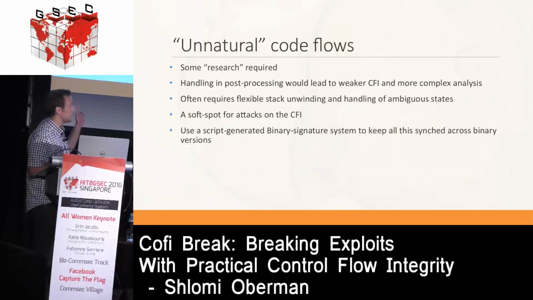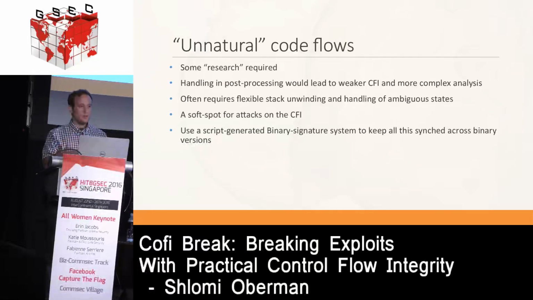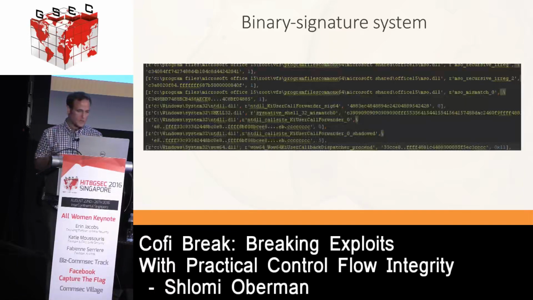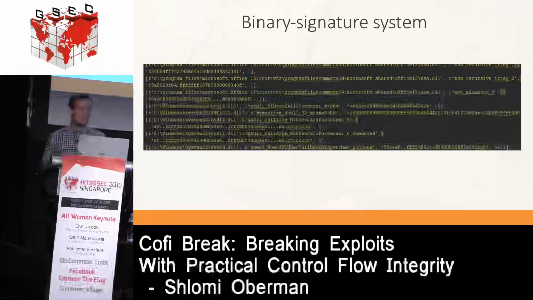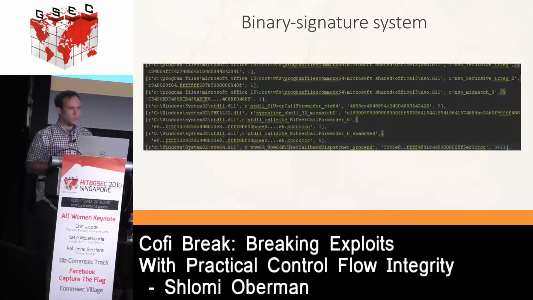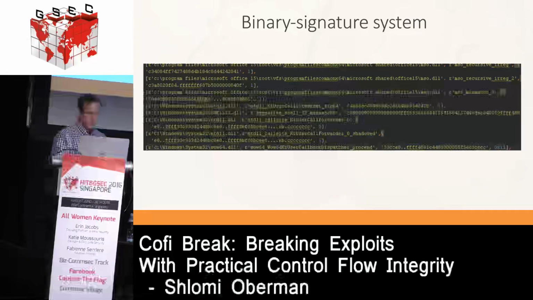It's also a weak spot for CFI. So this area also had to be hardened because we have ambiguous states. At some points, we don't know how long the call chain is because we don't know how much we unwinded. And a little binary signature engine to keep all of this stuff sort of synced between different minor versions or different major versions of operating system and applications. Well, that's pretty straightforward, I think.